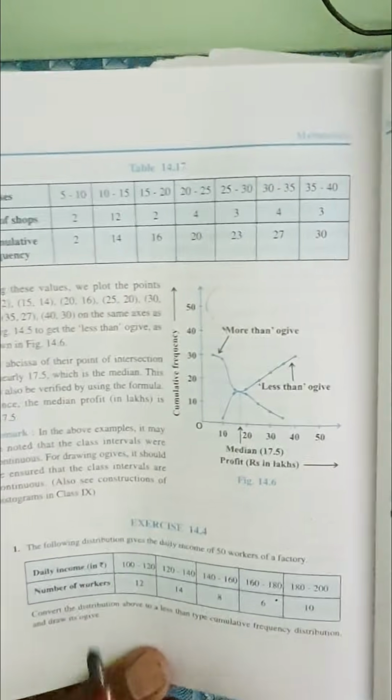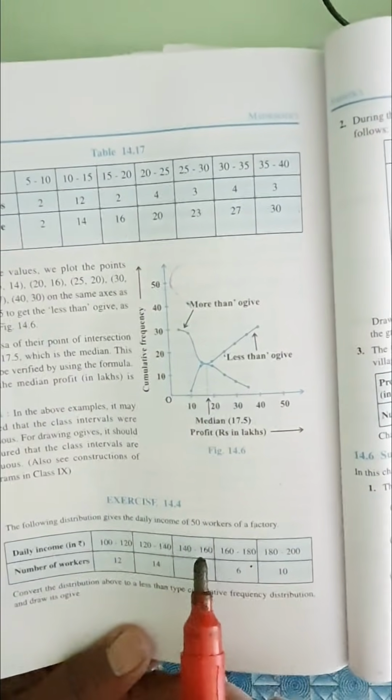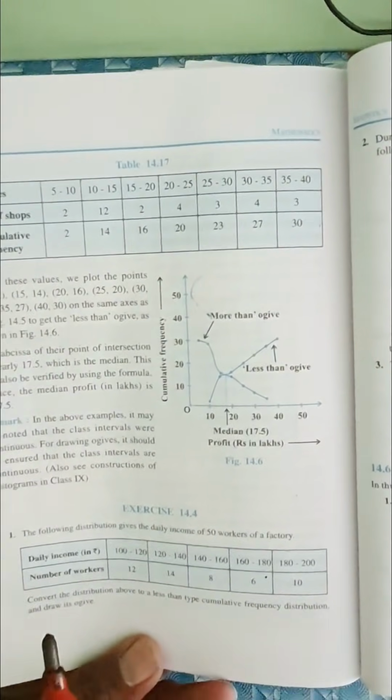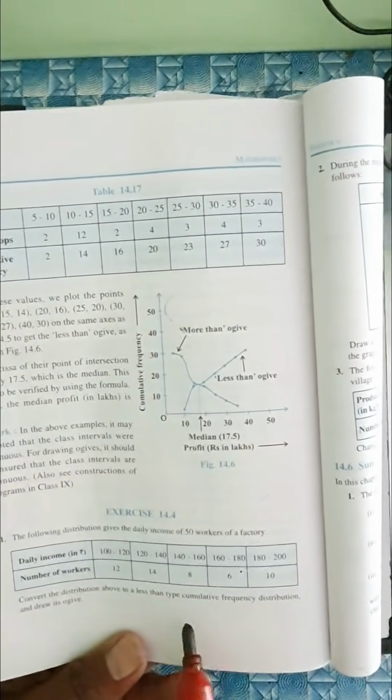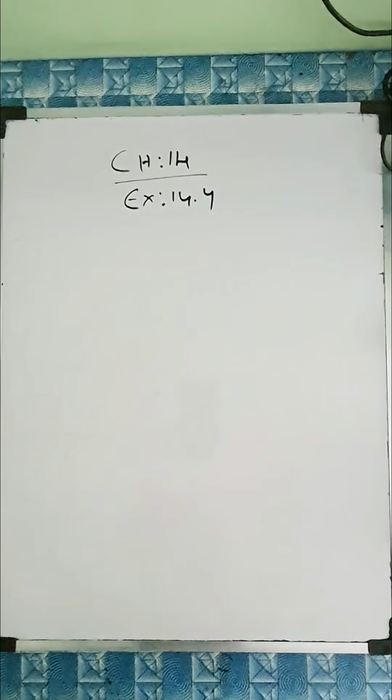Next, exercise 14.4. The following distribution gives the daily income of 50 workers of a factory. Daily income and number of workers are given here, and we are going to convert the distribution above to a less than type cumulative frequency distribution and draw its ogive. So we are going to draw the less than type ogive. We have two types here, one is less than and one is more than. And this question is given here.